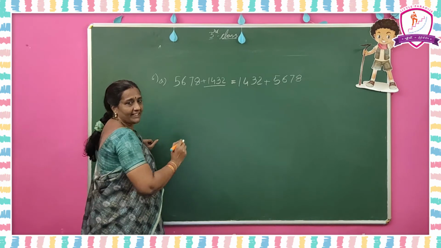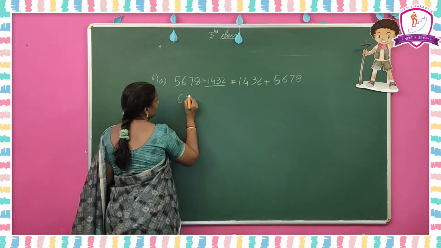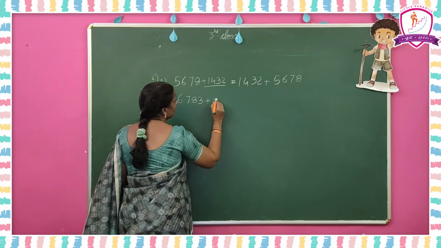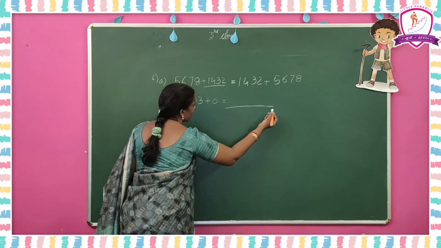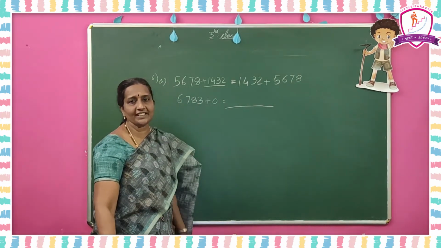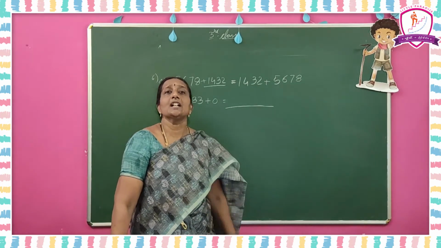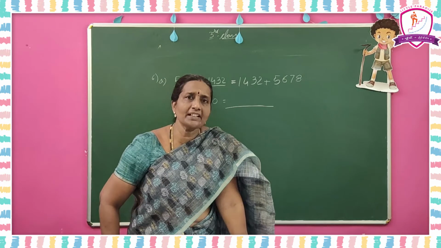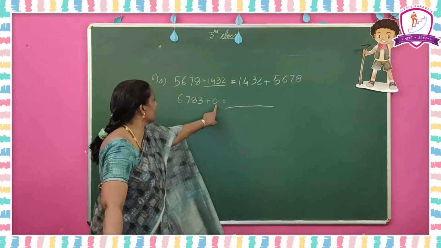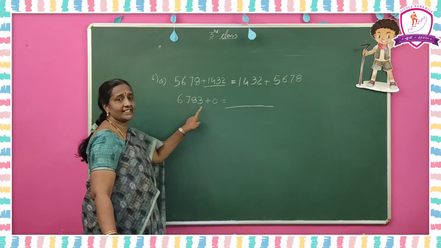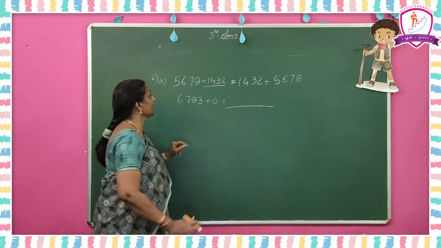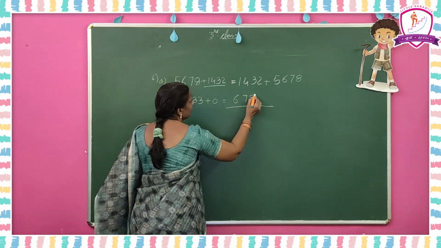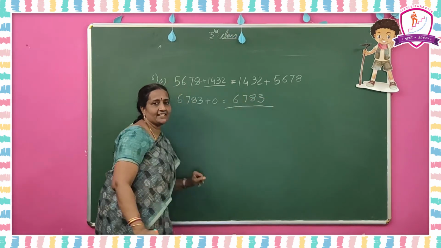The next one, 6783 plus 0 is equal to dash. 6783 plus 0. What will happen? If 0 is added to any number, the number will remain same. Here 0 is added to 6783. So the answer is 6783.